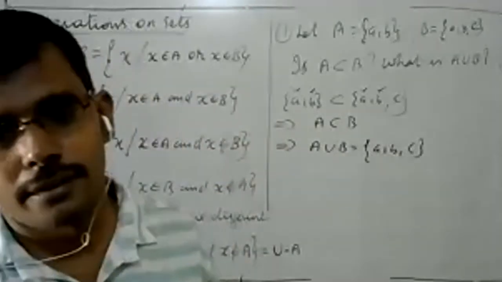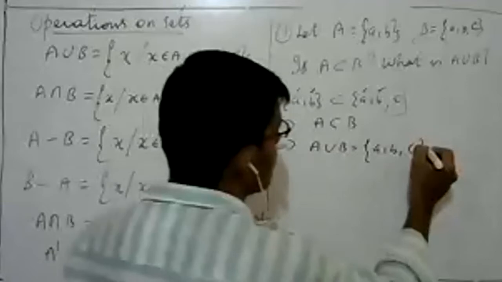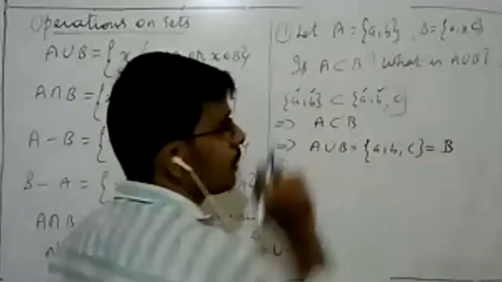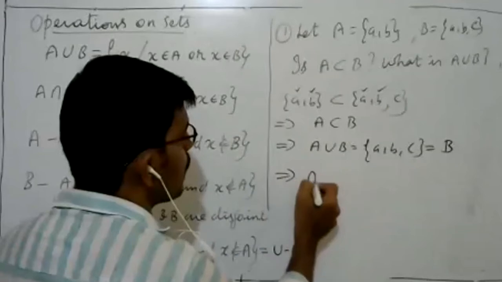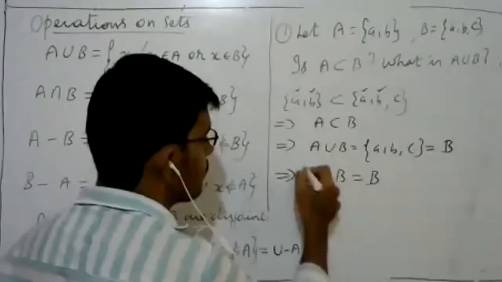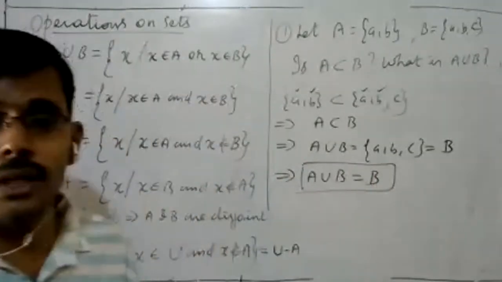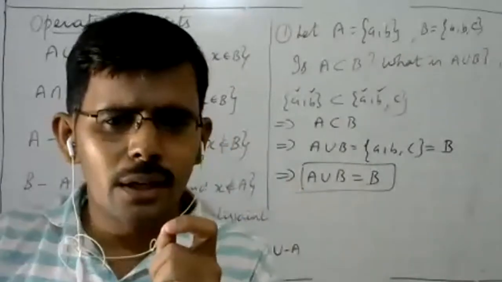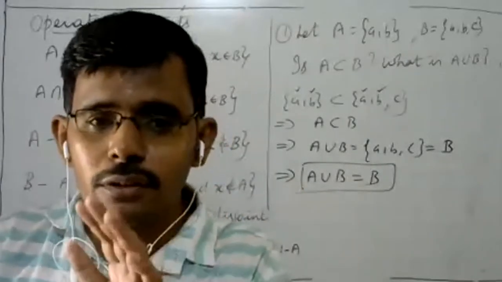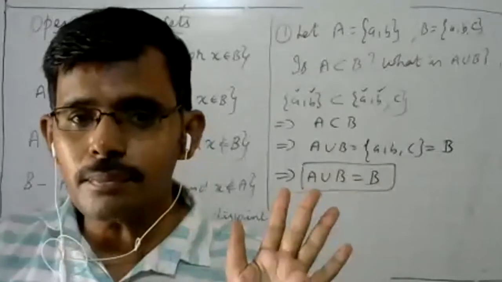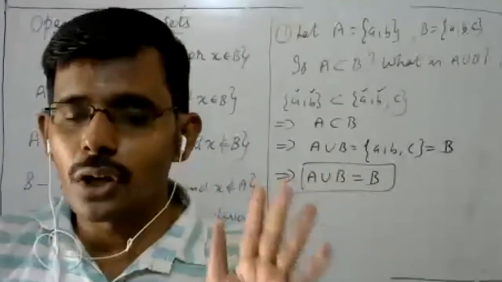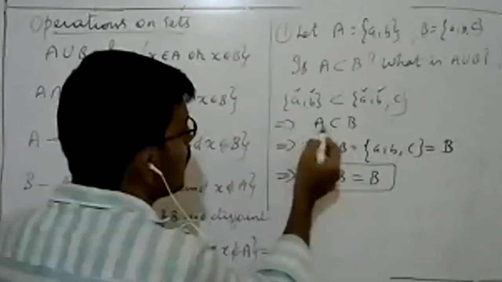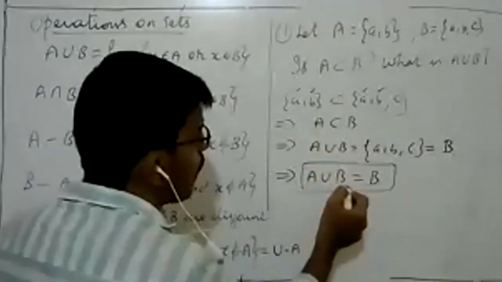The important point, important notice. {A, B, C} is nothing but B. That means A union B is equal to B. This is an important note. Is this always true? It is not always true, but sometimes true. If A is a subset of B, then this is always true.